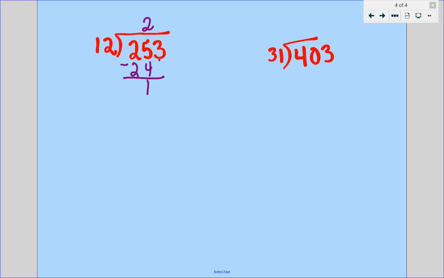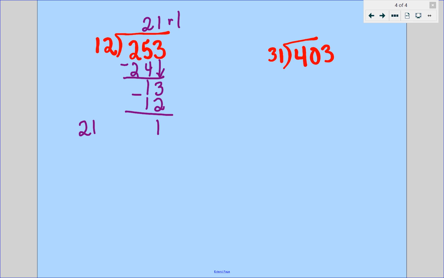Subtract. Sometimes we have ones like this that'll be a little bit easier for us. How many 12s can I get out of 13? 1. 1 times 12 is 12. Subtract, we have 1 left over, remainder of 1.